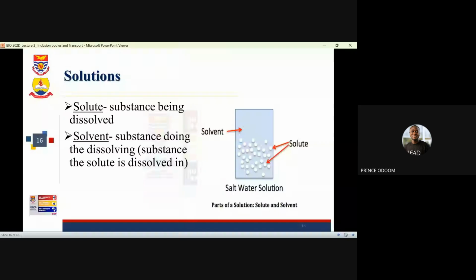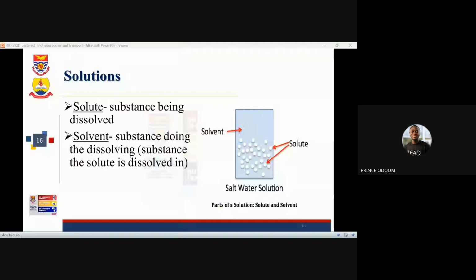Now let's look at two major things that come into play when we are looking at movement. So we have solute. The solute is the substance that is being dissolved. Then we have the solvent, that is the substance that is doing the dissolving, or the substance in which the solute is dissolving.